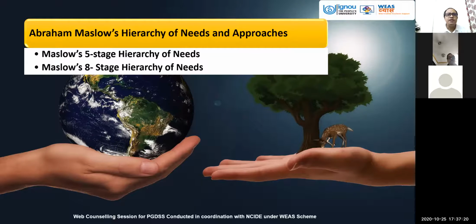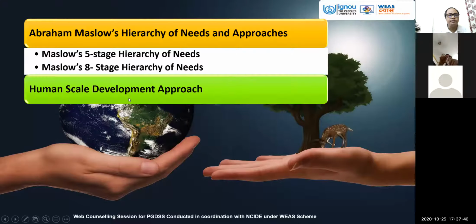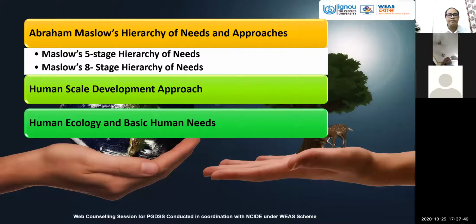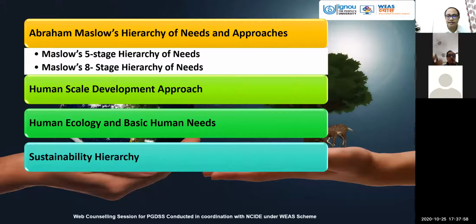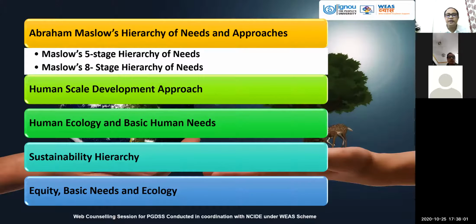Then Maslow, later on, based on his experience and looking into the dynamic characteristics of human beings, proposed 8 stages of hierarchy. So we are going to touch upon that also. Then the human scale development approach, and we are going to touch upon human ecology and basic human needs. Then the sustainability hierarchy, then equity, basic needs, and ecology.